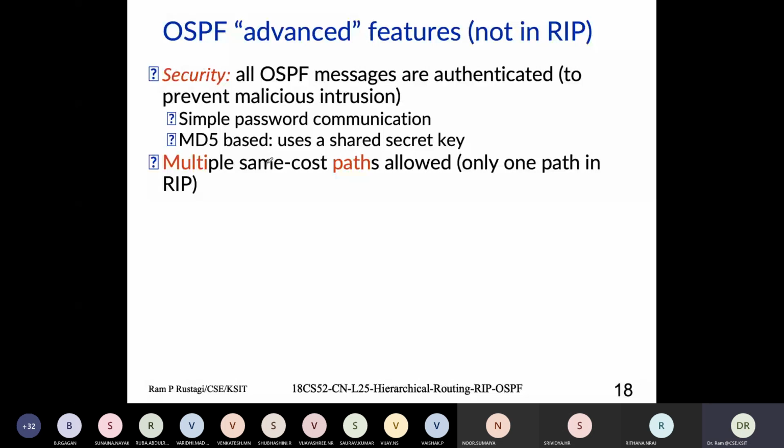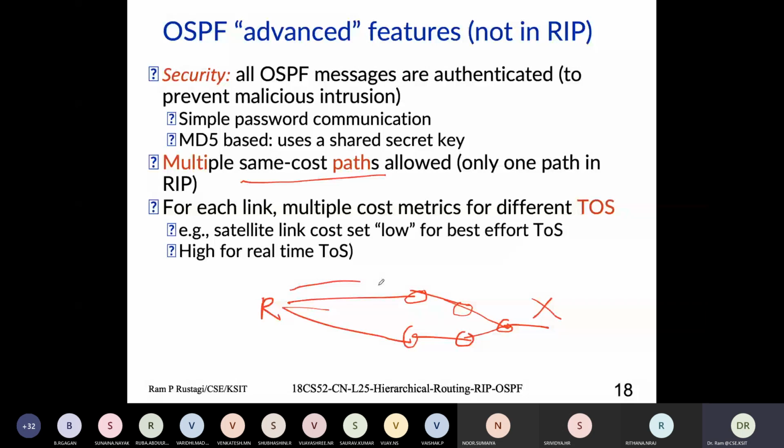OSPF also supports what is called same cost multipath. Let's say this is my router R1, and I have path 1 and path 2 to go to some network, network X. The cost on path 1 and path 2 are the same. When the two costs are the same, RIP would use only one route and not both. That means all the packets will follow only one route, this other path will be empty, and we are underutilizing the network.